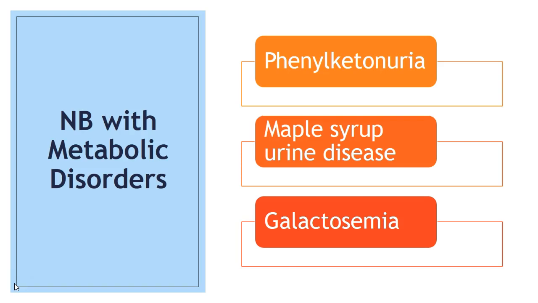Maple syrup urine disease is a defect in the body's utilization of amino acids, and it has a very rapid progression, and if it's not treated, it will be fatal to newborns. Galactosemia is an error in carbohydrate metabolism, and these newborns have an inability to utilize galactose and lactose. Once that starts to build up, it will cause cataracts and liver and brain damage. So we want to treat these guys as quickly as we can.